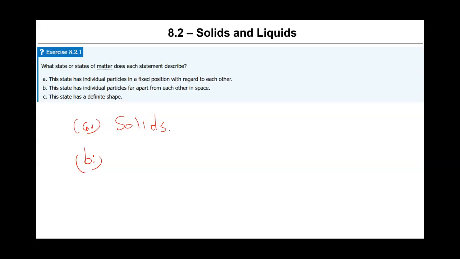This state has individual particles far apart from each other in space. This refers to the gaseous state, so we can say gases. Only in gases are the particles far apart from each other. And this state has a definite shape that refers to solids. Both liquids and gases adapt to the shape of their container.